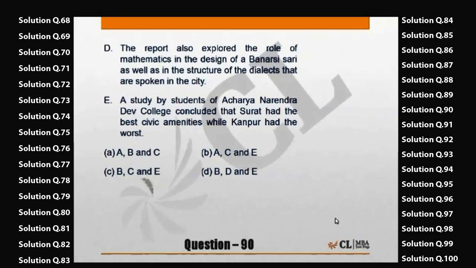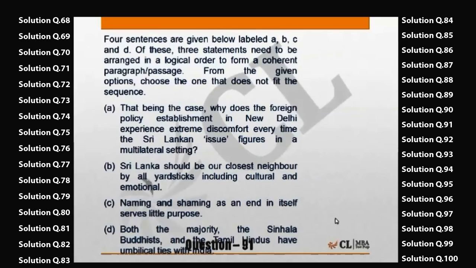I hope you now know why these sentences were incorrect, which makes us move on to the next question, which is question number 91. This question again, question number 91, was based on parajumbles, the odd one out kind of question. You have to figure out which of these four sentences does not belong to this correct sequence, and you have to also figure out what is the correct sequence in here.